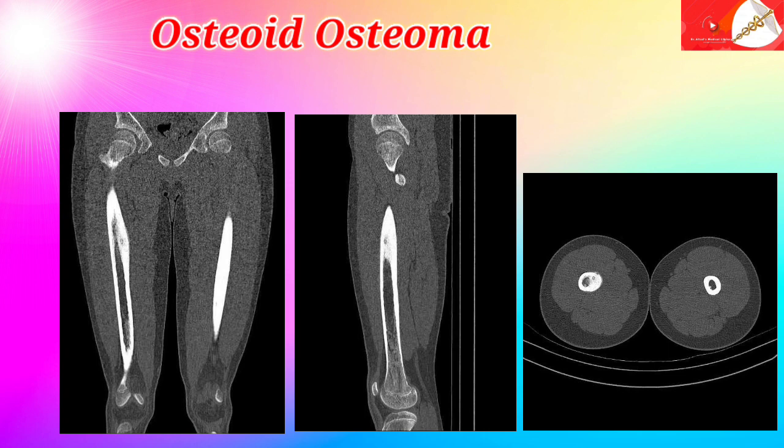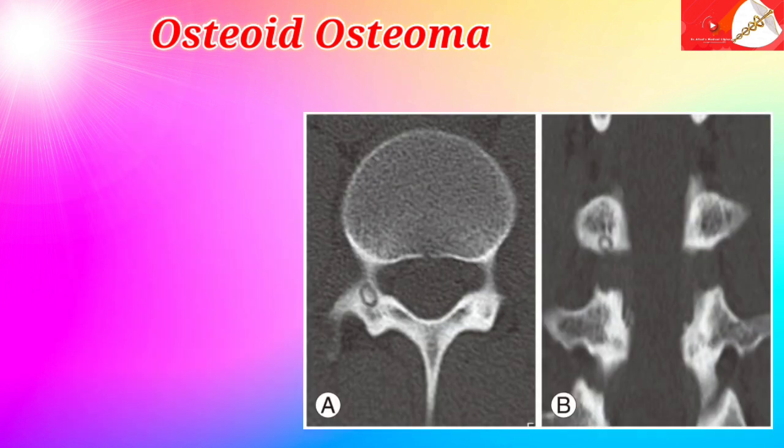In these non-contrast CT scans taken in coronal, sagittal and axial views, you can see cortical thickening involving the mid-femoral shaft on the medial aspect with associated sclerosis and a narrow zone of transition, and there is a focal round lucent lytic lesion within the center of the sclerotic portion of the femur, suggestive of a nidus of osteoid osteoma.